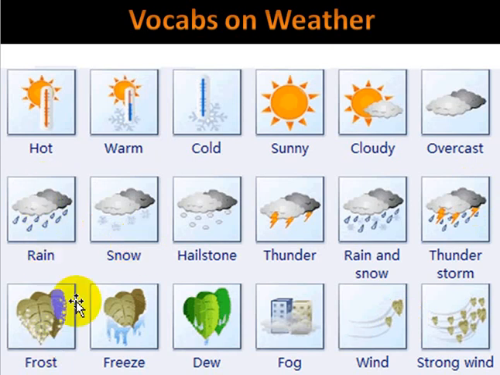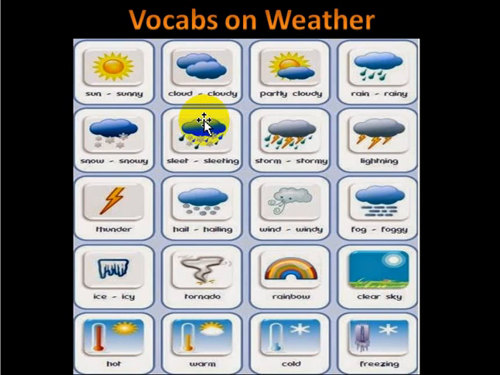So here we have hot, rain, frost, warm, snow, freeze, cold, hailstone, dew, sunny, thunder, fog, cloudy, raining, snow, wind, overcast, thunderstorm, strong wind. And here we have some others: sun, sunny, snow, snowy, thunder, ice, icy, hot, warm, cold, freezing, clear sky, okay, rainbow, tornado, hail, hailing, sleet, sleeting, cloud, cloudy. Here we have partly cloudy, not fully cloudy. We have storm, stormy, wind, windy, rain, rainy, lightning, fog, foggy. And I guess we have others.